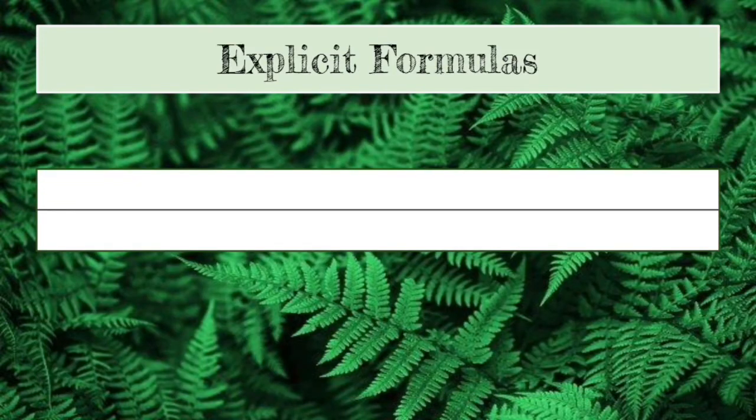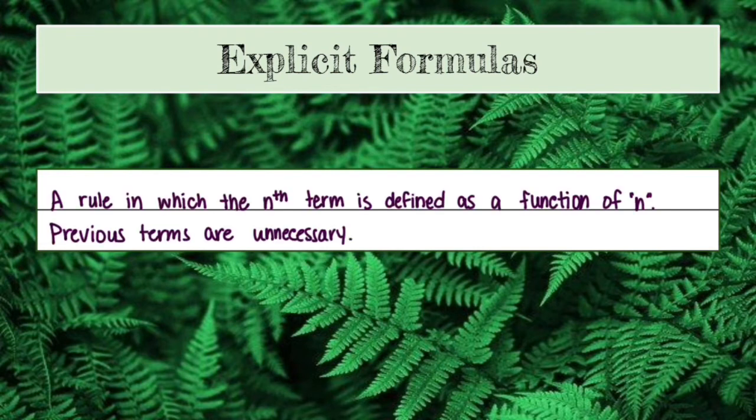So that was an example of a recursive formula, which is what we've been working with. But now we want to talk about explicit formulas. An explicit formula is a rule in which the nth term is defined as a function of n. Previous terms are unnecessary. So this means it completely just depends on the number n. So if you tell me which term you want to know and you give me the formula, I can tell you. I don't have to know any other terms.